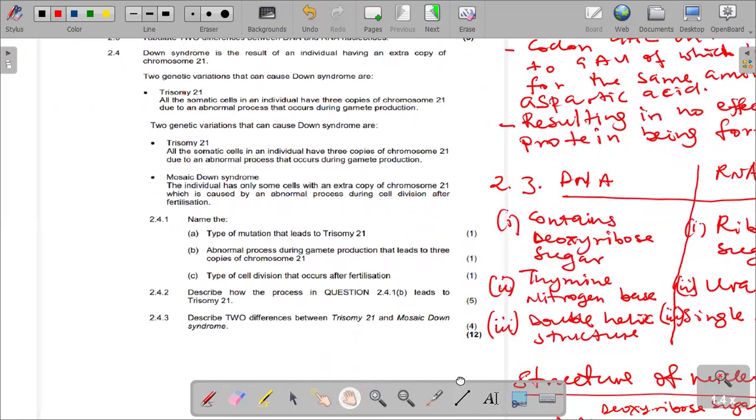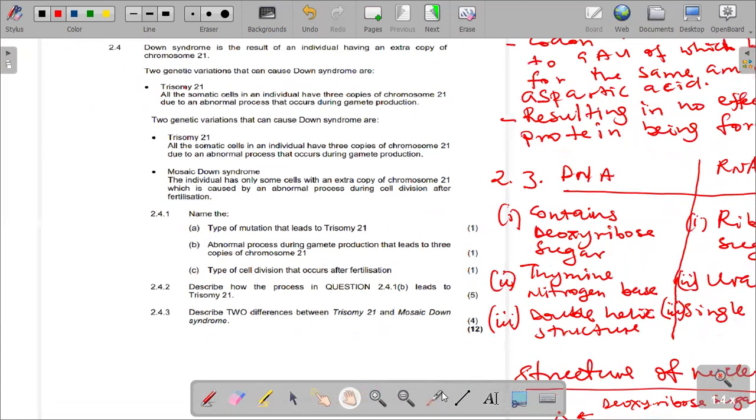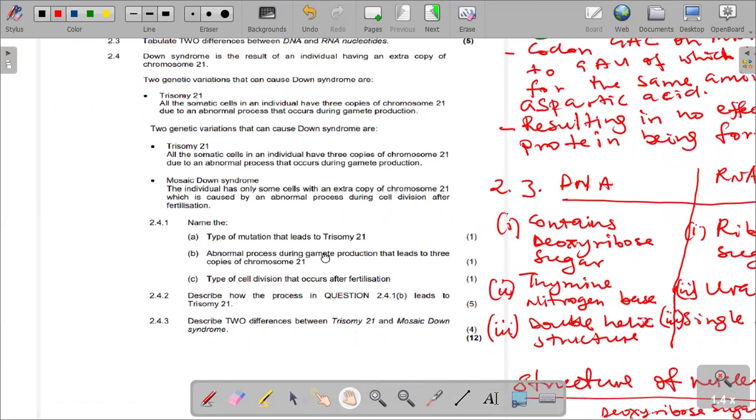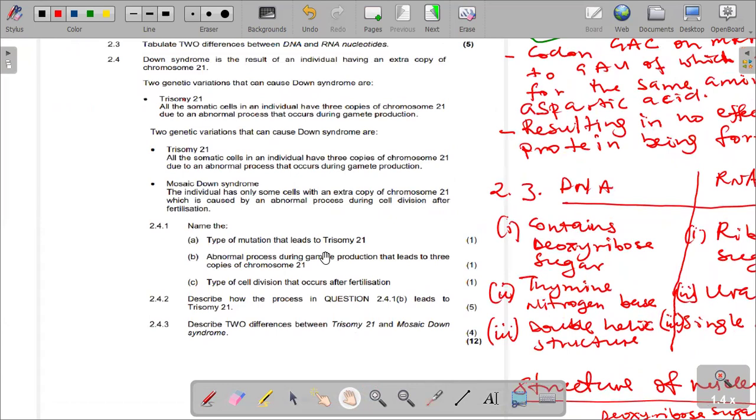The next question is 2.4.1, which is saying Down syndrome is a result of an individual having an extra copy of chromosome 21. Two genetic variations that can cause Down syndrome are trisomy 21, where all the somatic cells in an individual have 3 copies of chromosome 21 due to an abnormal process that occurs during gamete formation or gamete production.